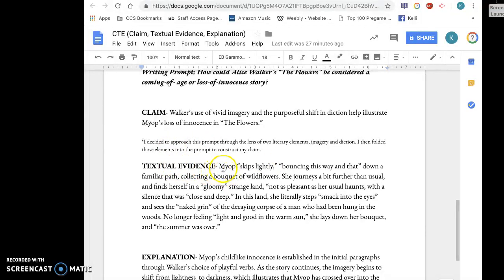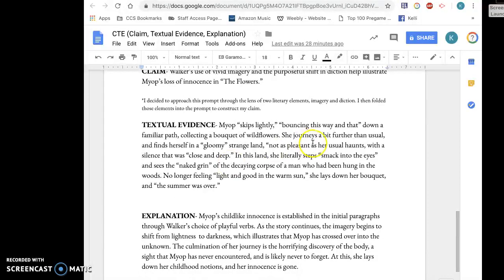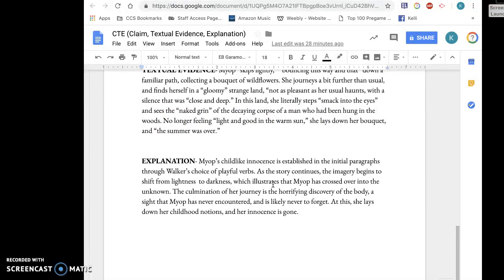So my textual evidence, I'm paraphrasing and using quotes. I'm using a balance. Mop skips lightly, bouncing this way and that, down a familiar path, collecting a bouquet of wildflowers. She journeys a bit further than usual and finds herself in a gloomy, strange land, not as pleasant as her usual haunts, with a silence that was close and deep. In this land, she literally steps smack into the eyes and sees the naked grin of the decaying corpse of a man who had been hung in the woods. No longer feeling light and good in the warm sun, she lays down her bouquet, and the summer was over.